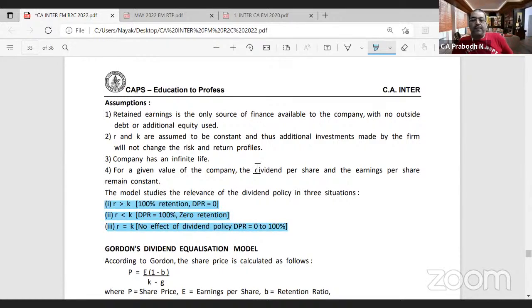So, the conclusion or summary of Walter's model. If your rate of return is greater than the cost of capital, that means you can give the shareholders better returns. What is basically Walter's model? Walter's model says that if the shareholder can get better returns elsewhere, then it is better for the company to declare the entire profit. But if the company can give the shareholder a better return than what he is expecting, then it is better to retain the profits.